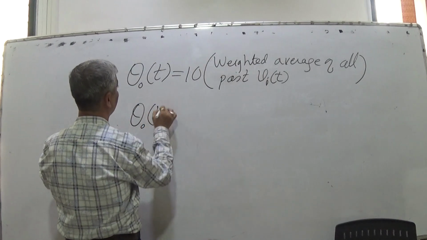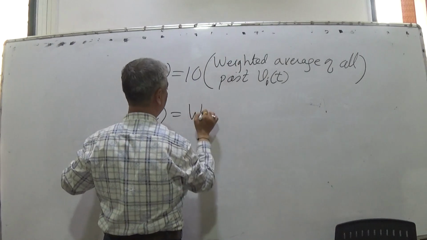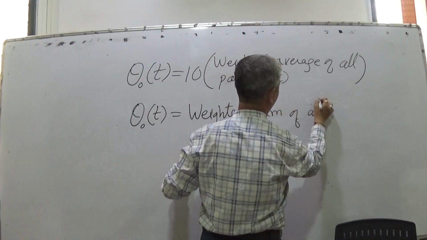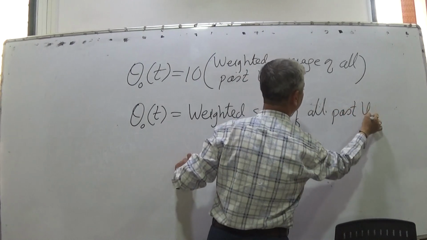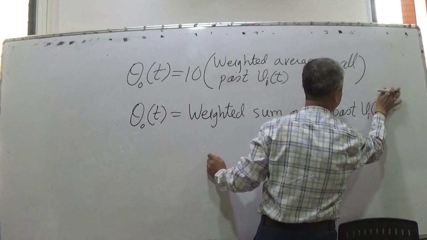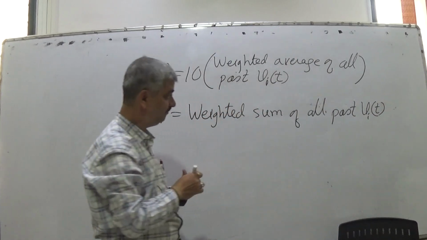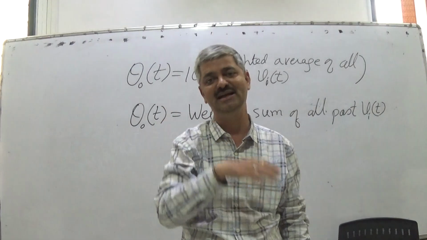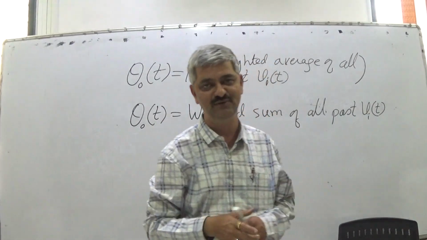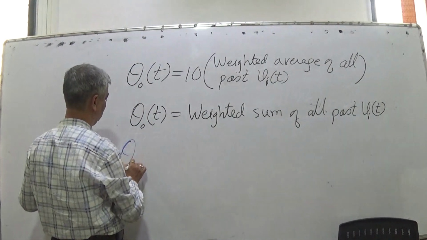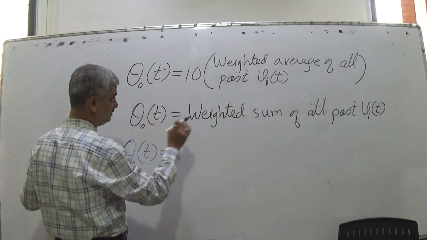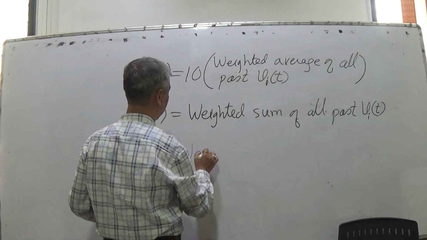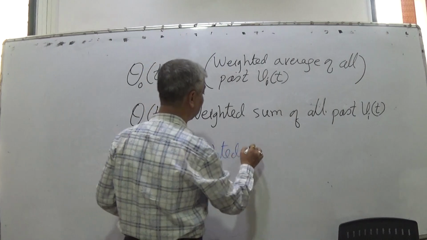We can say it as a weighted sum; with the constant, average is the same concept. Weighted sum of all past V in(t). However, how to sum it? Previous V in(t) are not separate samples, they are continuously available. Therefore, as it is continuous input, instead of a weighted sum we say weighted integration of all past V in(t).